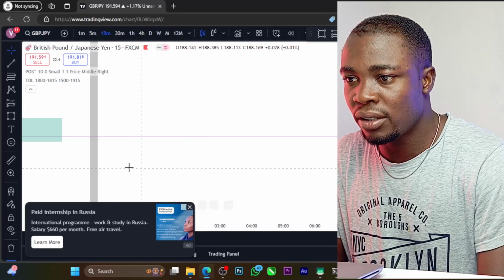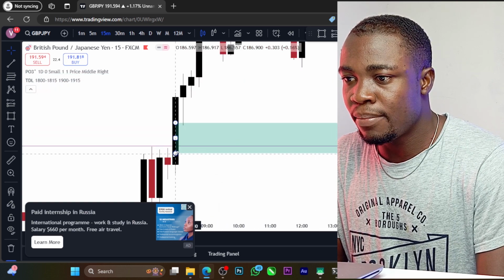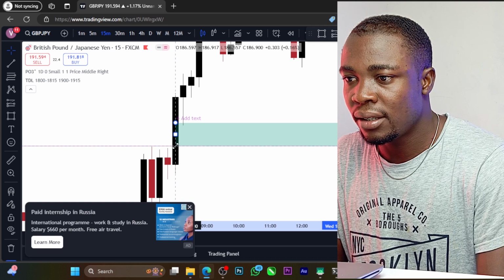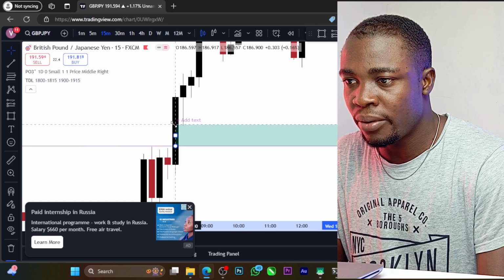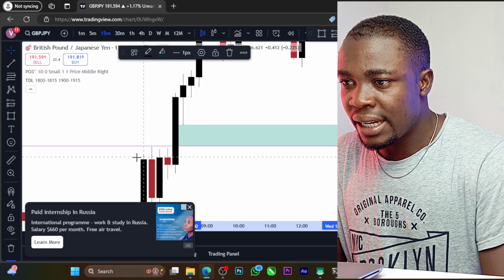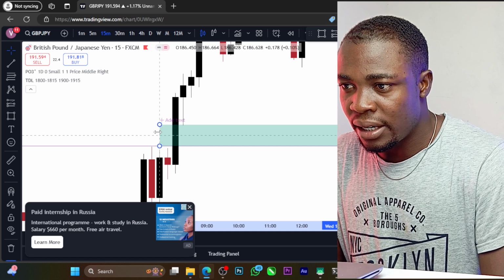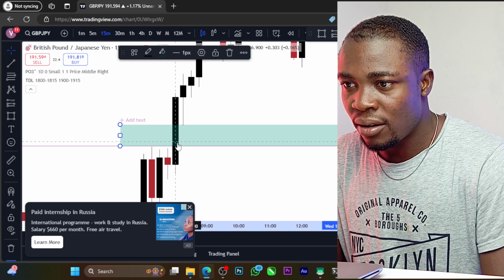Let me show you. As we've explained, a fair value gap is a price movement that occurs when there is imbalance in the market, between the buyers and the sellers. Let me just open it up so that you see what I mean. So this is an example of an imbalance, or a fair value gap. There is a gap between the previous candle and this other one. There's a free space here.